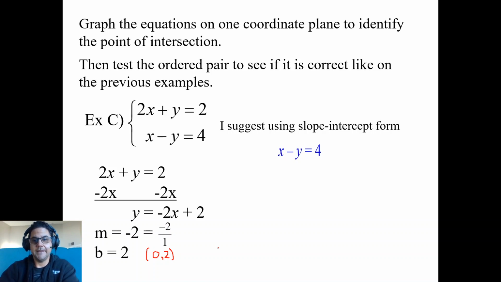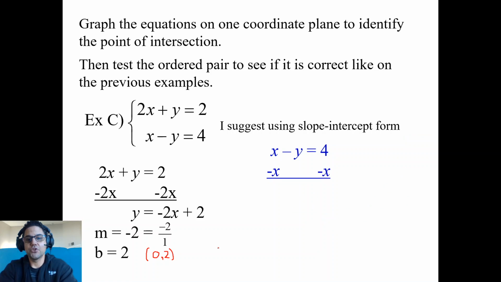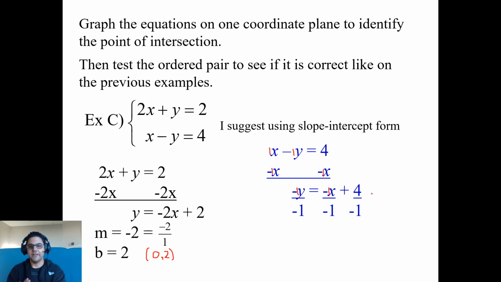My second line, use a second color. You can put some 1s there to help you out if you'd like to. So I'm going to subtract 1x on both sides, and I'm going to divide by -1. Subtract 1x, which gives me -1y is equal to -1x plus 4. I divide everything by -1, so that gives me y is equal to x subtract 4.